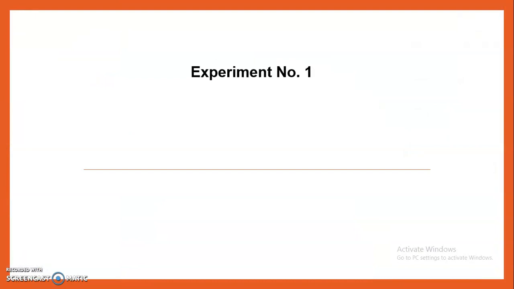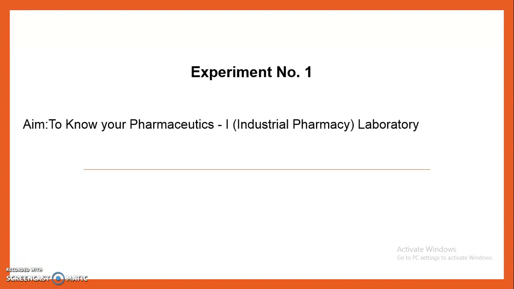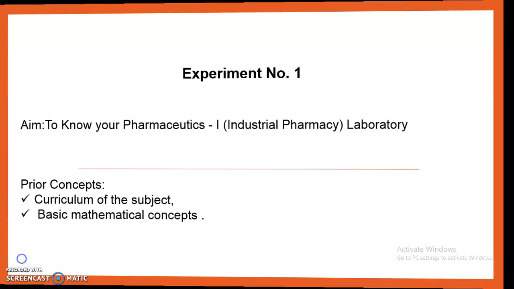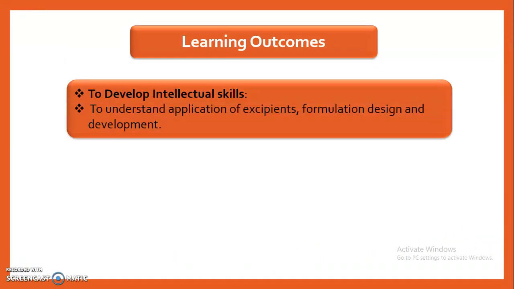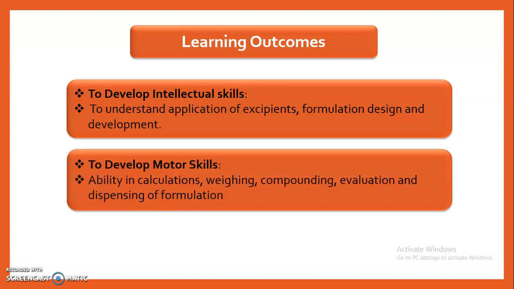Today's session is associated with experiment number 1, that is, the aim or title: to know your pharmaceutics laboratory. It is also known as industrial pharmacy. Basic concepts in the curriculum of the subject include basic mathematical concepts. Learning outcomes of today's session are to develop the intellectual skills, that is, to understand the application of excipients, formulation, design and development. Then to develop the motor skill, the ability in the calculations, weighing, compounding, evaluation and dispensing of formulation.